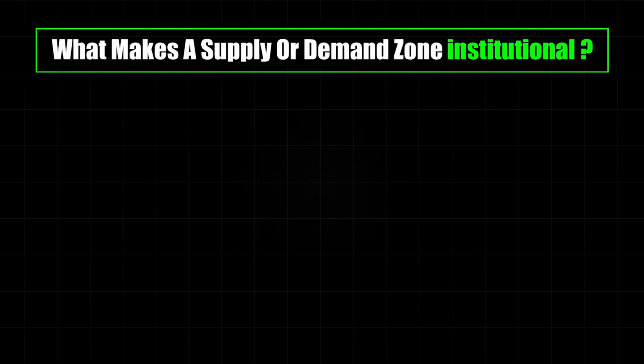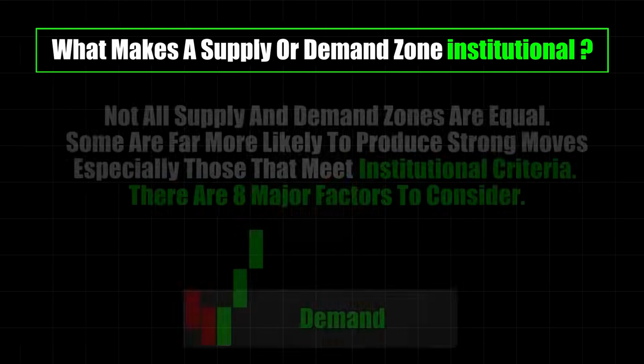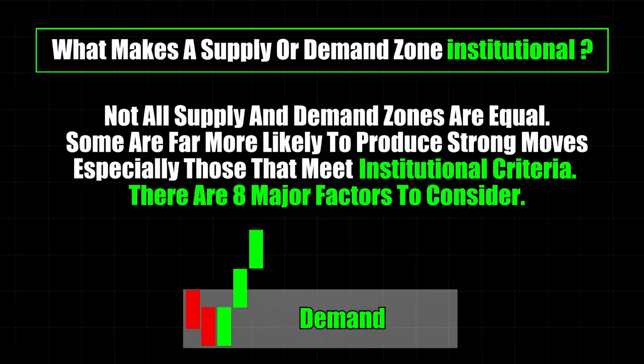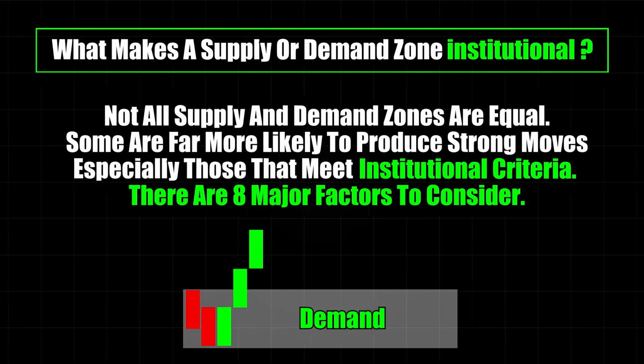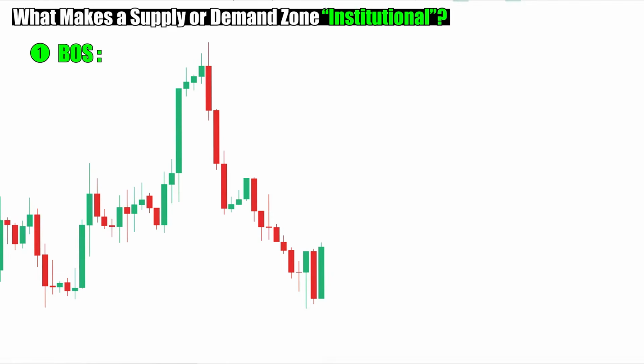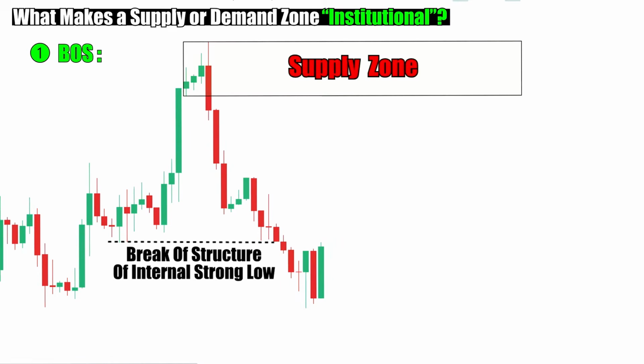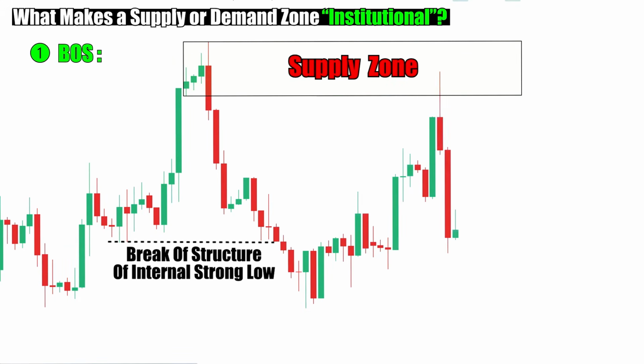So, what makes a supply or demand zone institutional? Not all supply and demand zones are equal. Some are far more likely to produce strong moves, especially those that meet institutional criteria. There are 8 major factors to consider, and here are the first 2. 1. Did the zone cause a break of market structure? This is one of the strongest filters you can use. It takes significant institutional volume to break structure in a high liquidity market. The more meaningful the structure it breaks, the stronger the zone becomes.